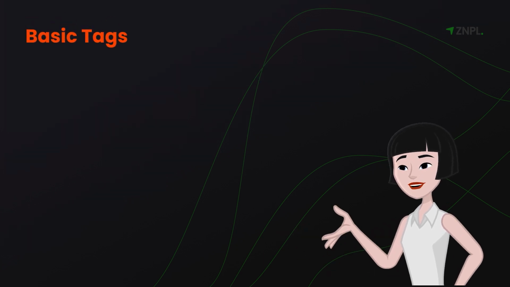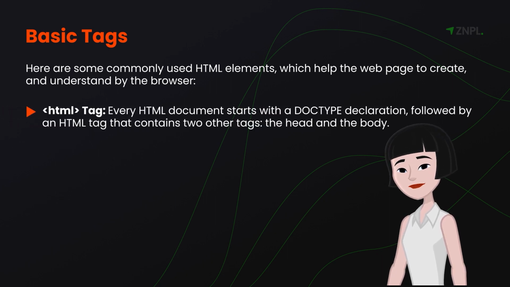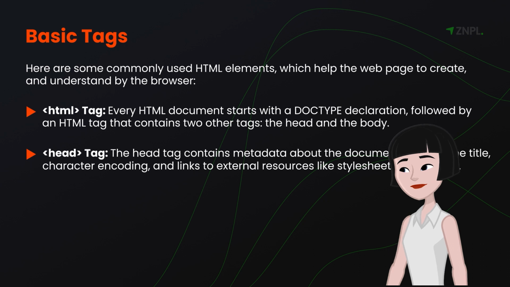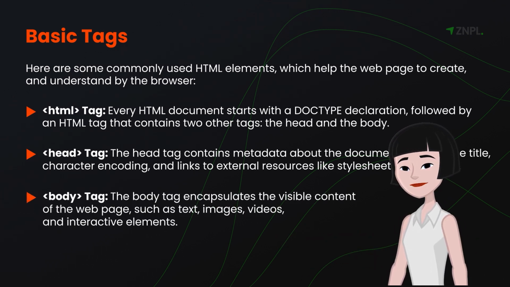Basic tags. Here are some commonly used HTML elements which help the web page to be created and understood by the browser. HTML tag. Every HTML document starts with a doctype declaration, followed by an HTML tag that contains two other tags, the head and the body.